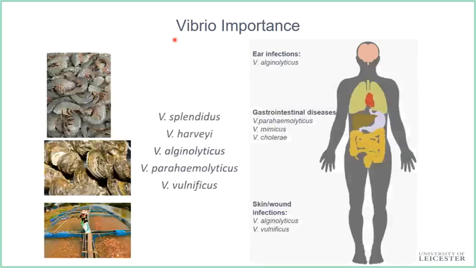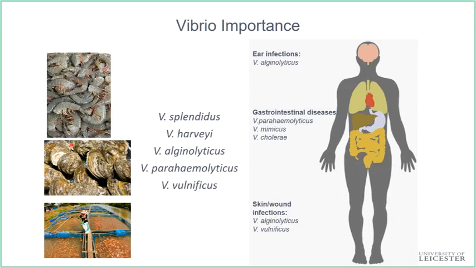So why are vibrios important? A lot of you already know this, given the institute that you work at. There's a huge range of vibrios. They can cause ear infections in humans. They can cause gastrointestinal disease: parahaemolyticus, mimicus, and cholera in humans. They can also cause horrid, nasty skin infections, alginolyticus and vulnificus, causing your skin to boil and bubble up.